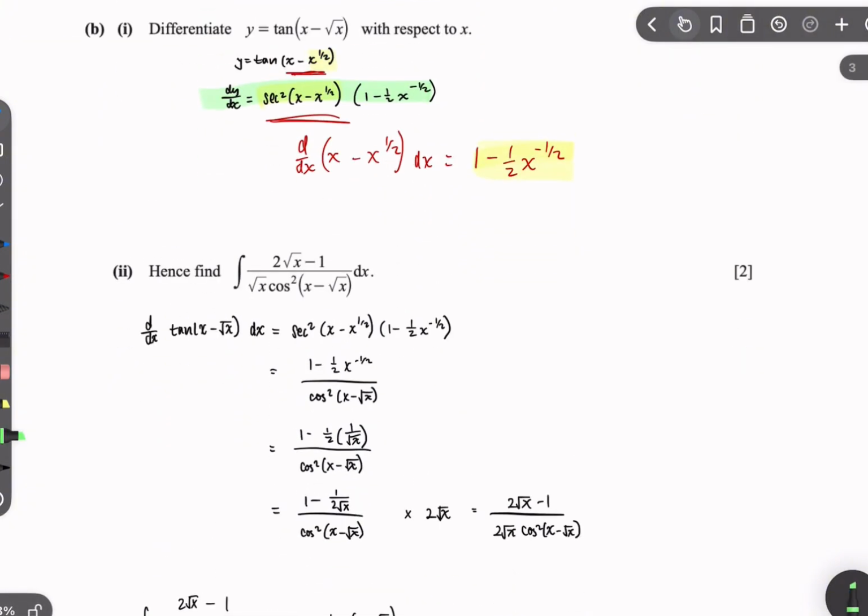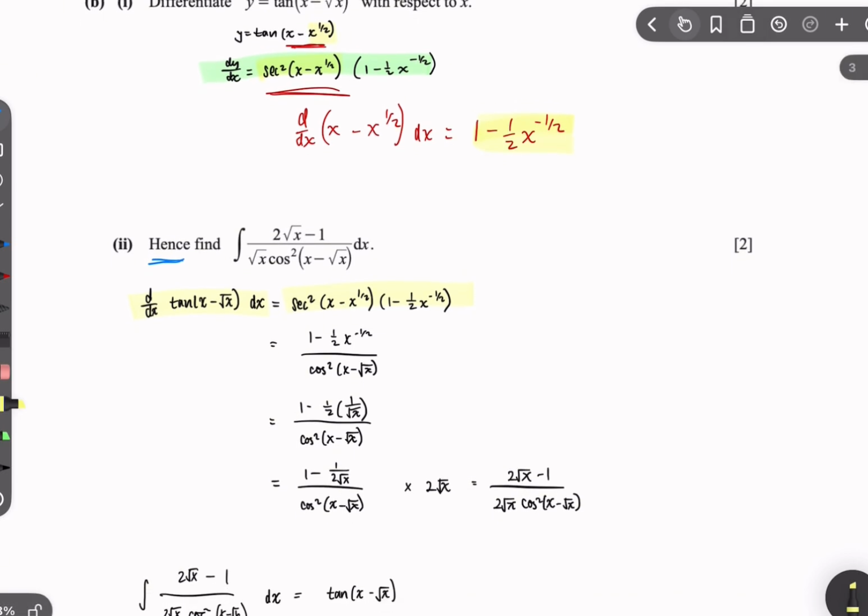Okay. Part 2 is hence find the integration of this. Okay, once again, the question has the word hence, so you need to use part 1 of the question to help you find the answer. Okay, so from part 1 of the question, we know that differentiating tan of x minus root x will get you this.